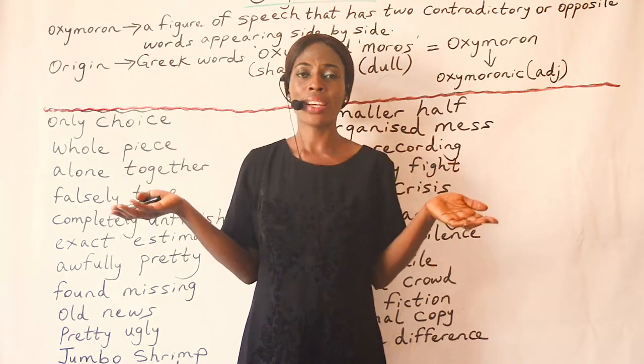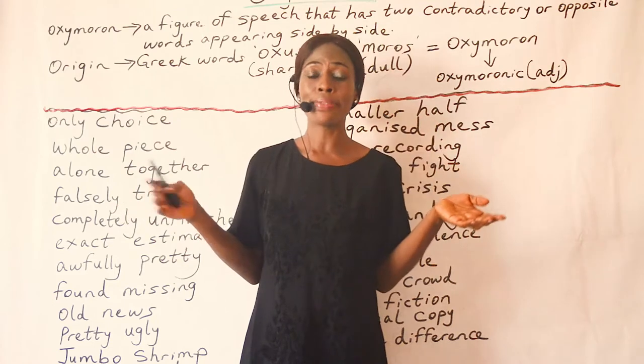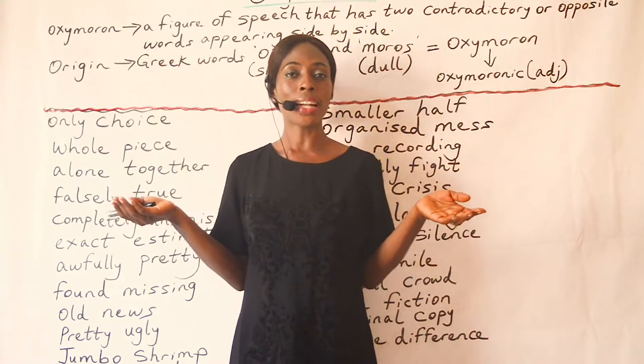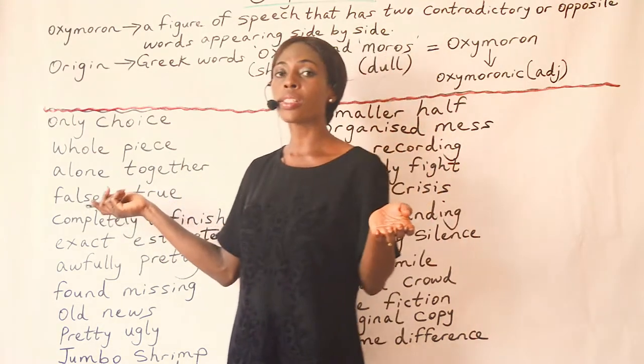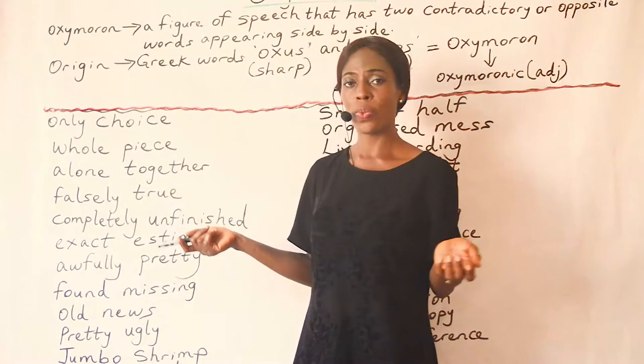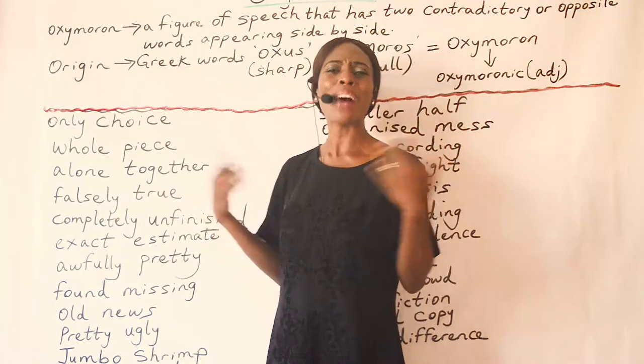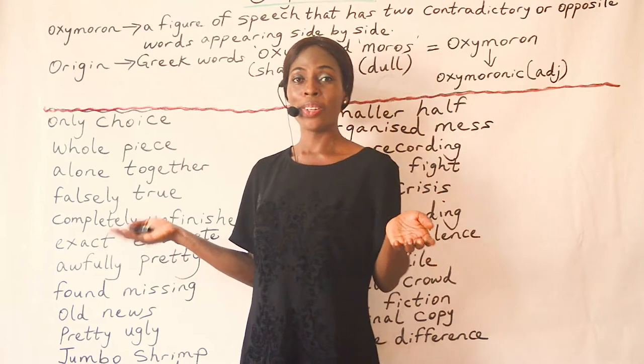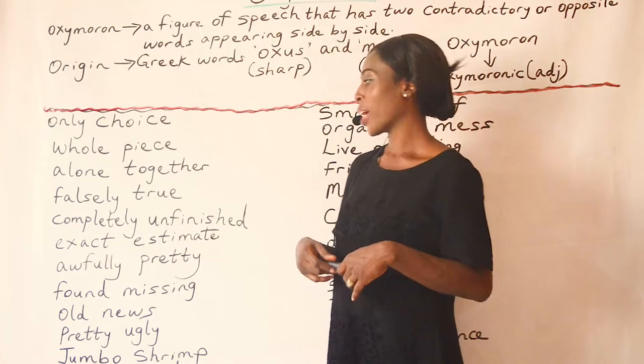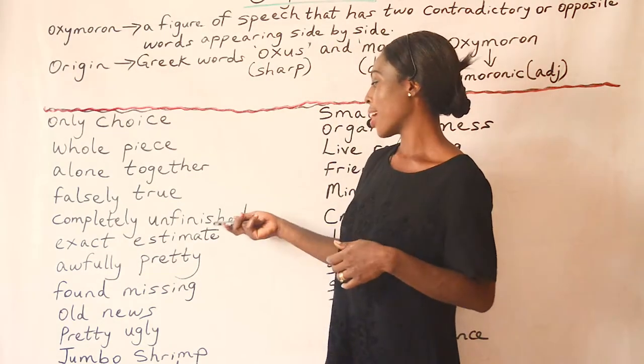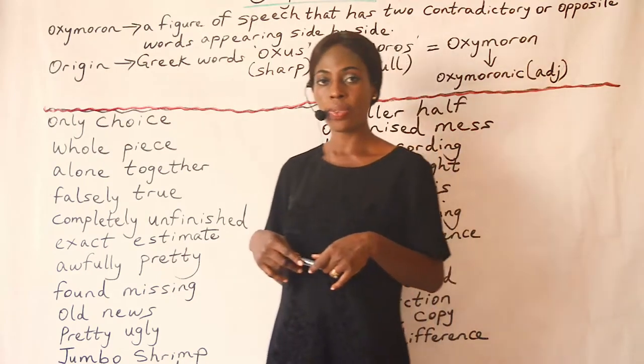It's contradictory. It's either positive or negative. You can't say something is false and at the same time it is true. The news is falsely true. How can it be falsely true? It's funny.